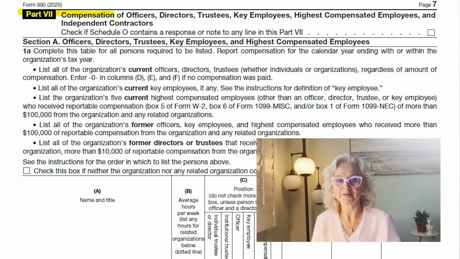Let's talk about it. This episode is not about how to calculate compensation or how to prepare the Form 990. That is the role of your accountants, CPAs, and tax preparers. This episode is for board members, executive directors, and senior leadership, to help them understand what is reported, why it is reported, and how that information is interpreted by the public.